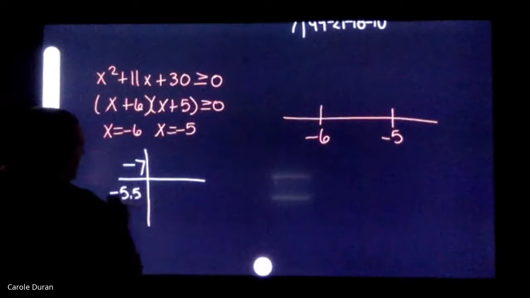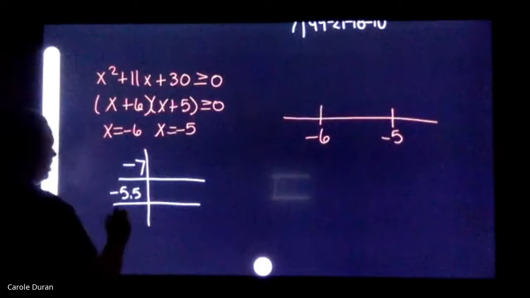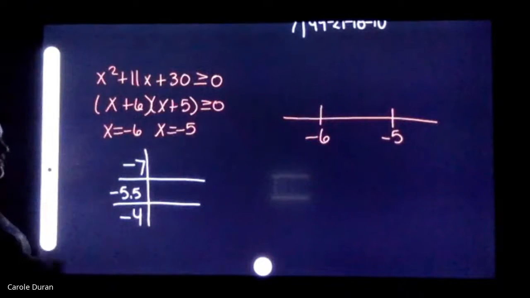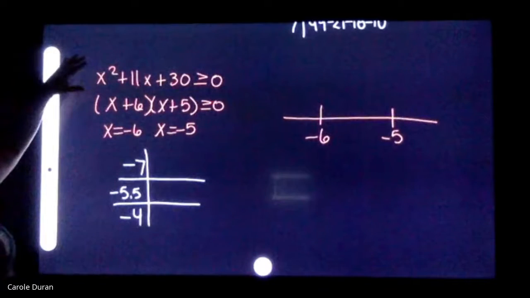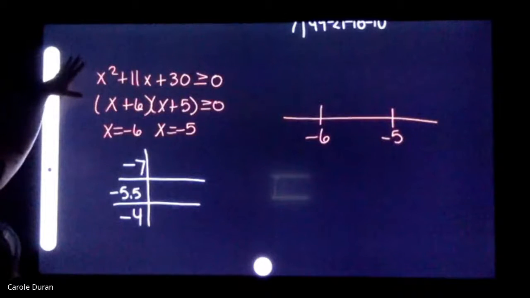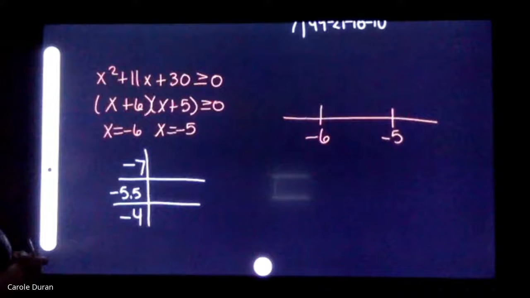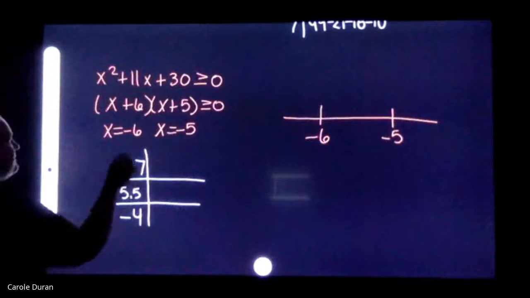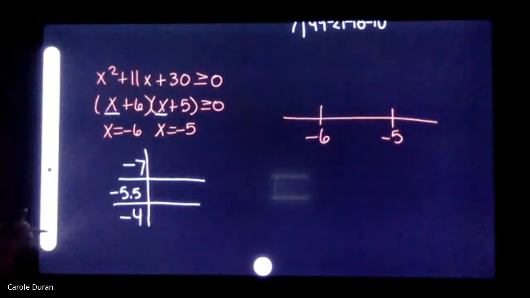-5.5 is between -6 and -5. And then -4 is bigger or to the right of -5. It doesn't matter which one of these two forms you plug it into. In the last one, I plugged it into this expanded form. So on this one, I'm going to plug it into the factored form just to show you that it still works. So I'm going to take -7 and plug it in to each of these x's and then multiply the answers together.